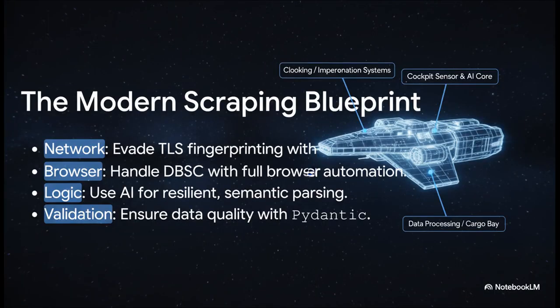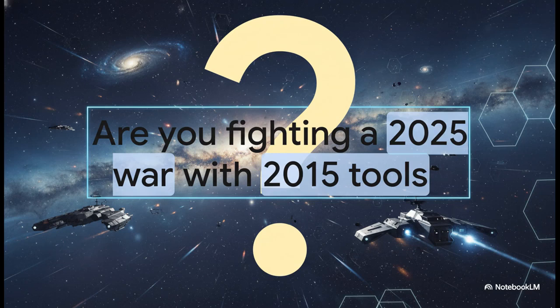So let's put it all together. This is the modern blueprint for scraping success in 2025. So the real question is this: are you fighting a 2025 war with tools from 2015?